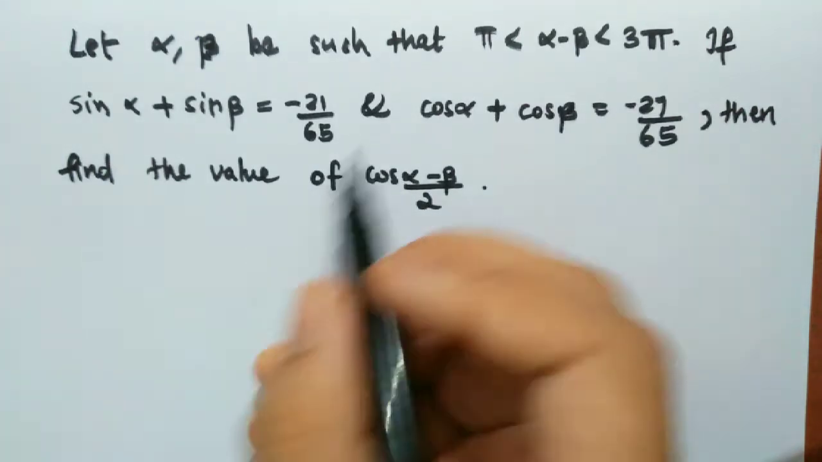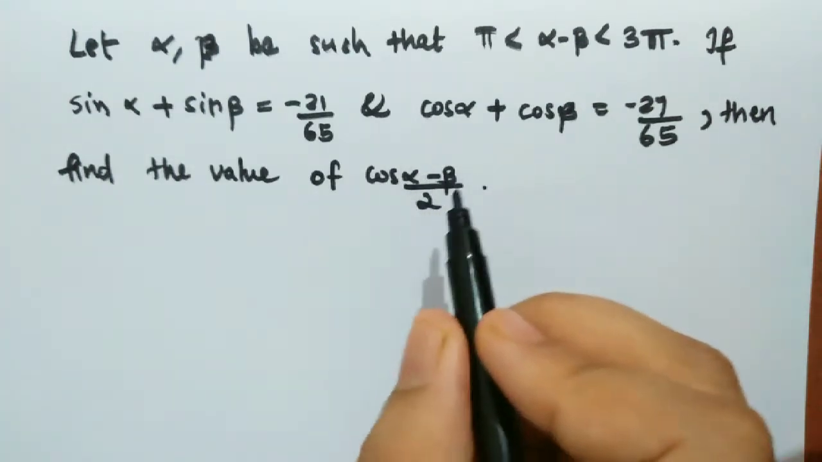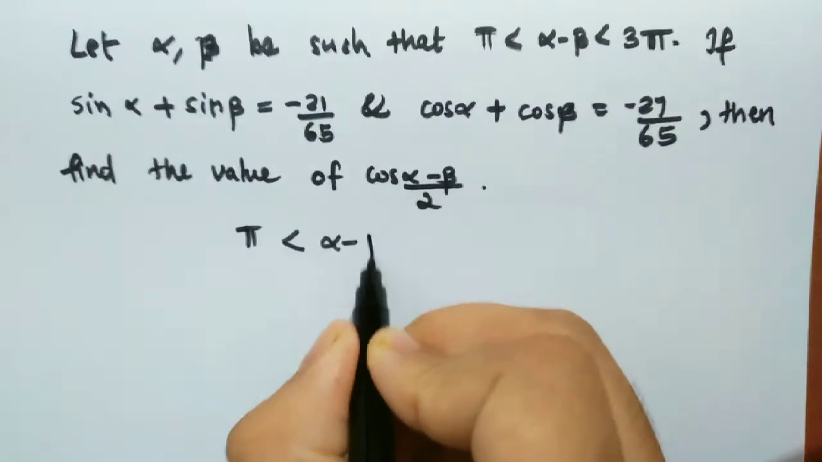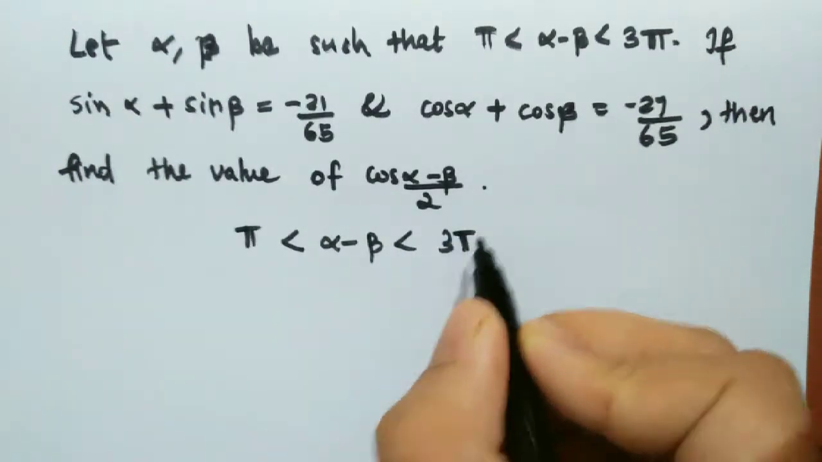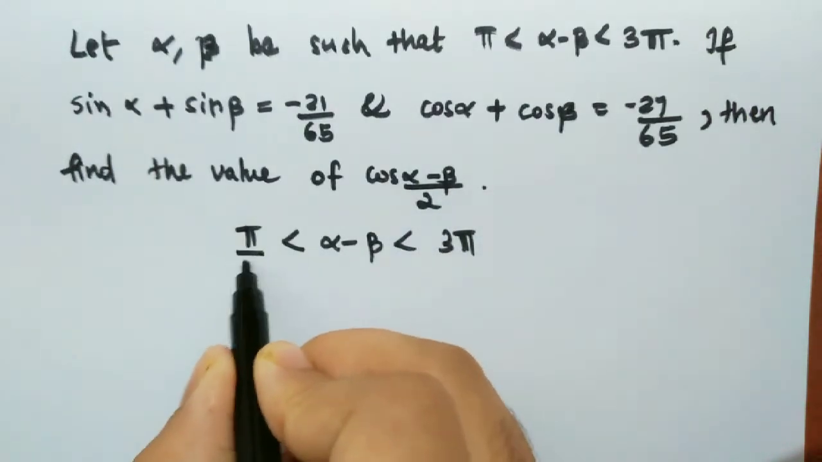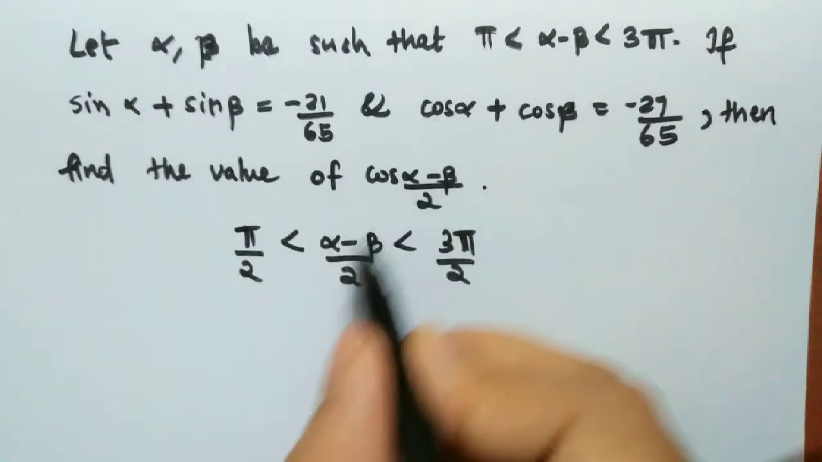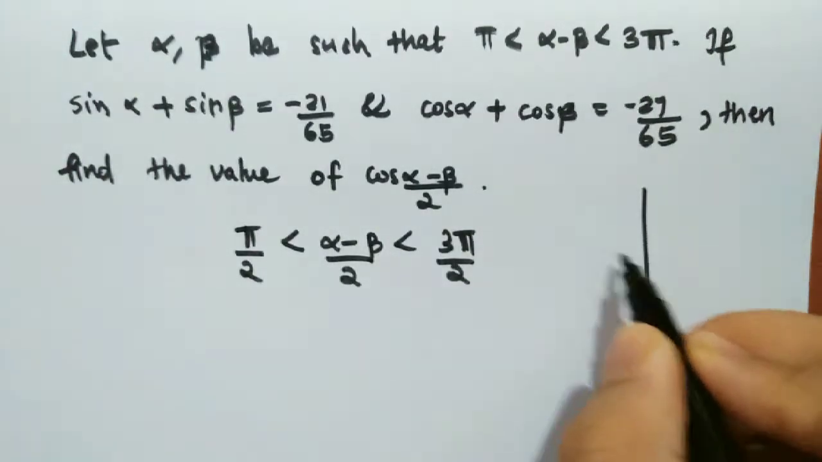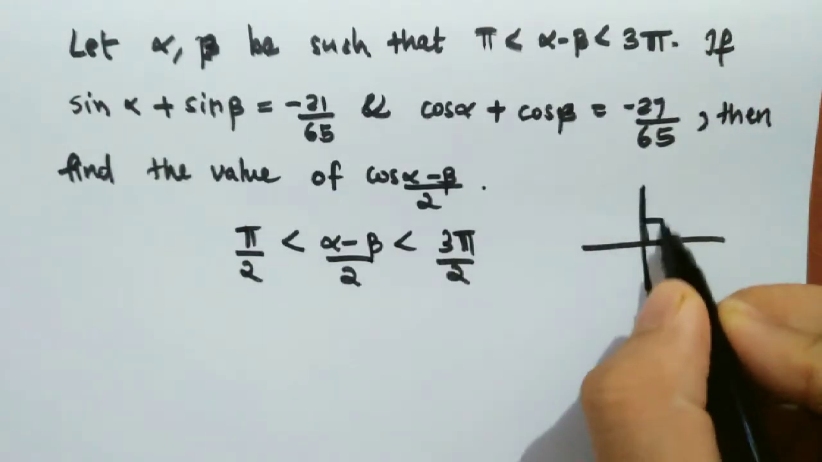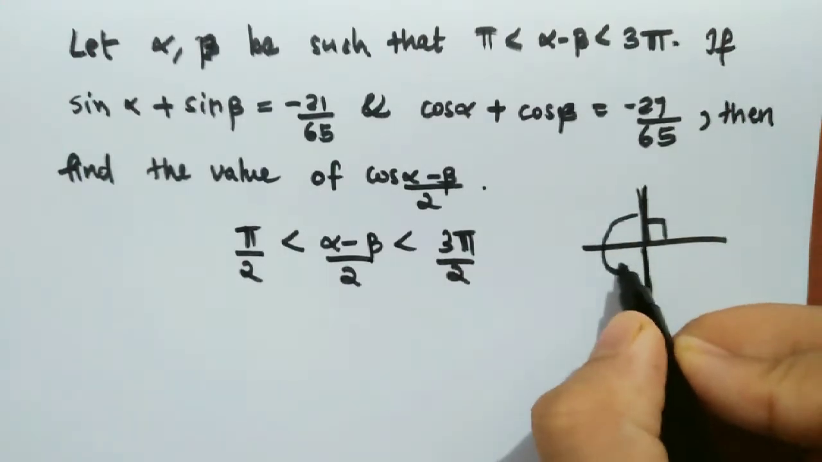From this relation we have to find where this angle will lie. It is given that pi < alpha − beta < 3 pi, which means for finding this angle we have to divide all by 2. So this angle (alpha − beta)/2 is coming in the range pi/2 to 3 pi/2. You all know that this is pi/2 and this is 3 pi/2. So this angle is coming in this range.